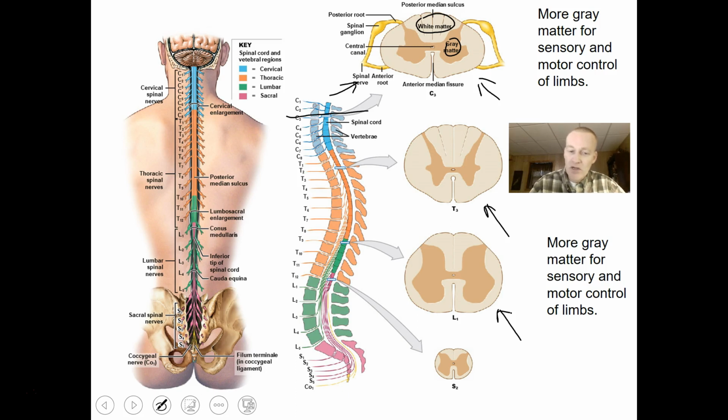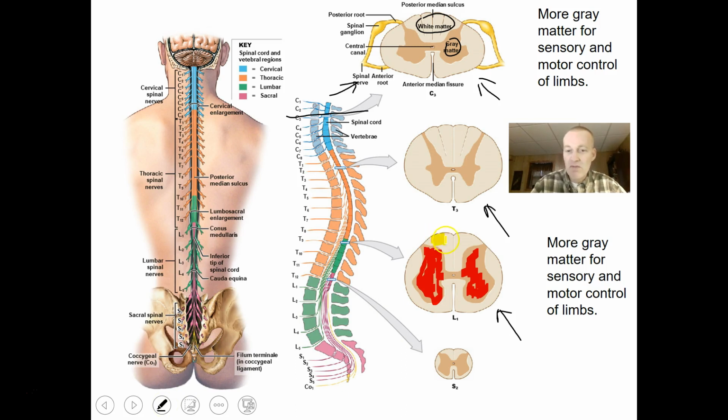Now, the gray matter, this matter right here, is going to be involved in having cells that process information. So when you look at the processors of the spinal cord, that's where the cell bodies of the neurons sit.